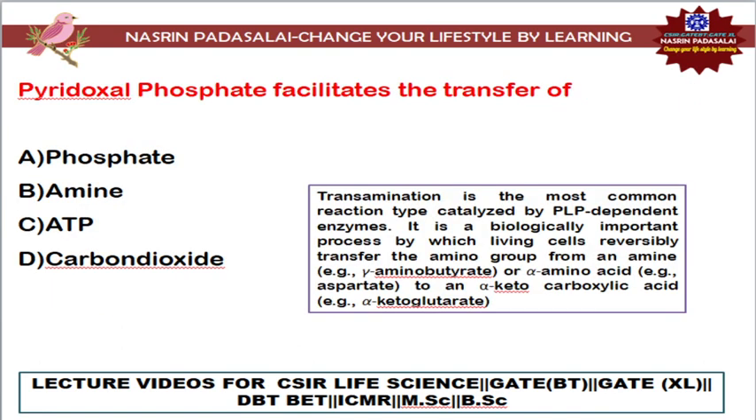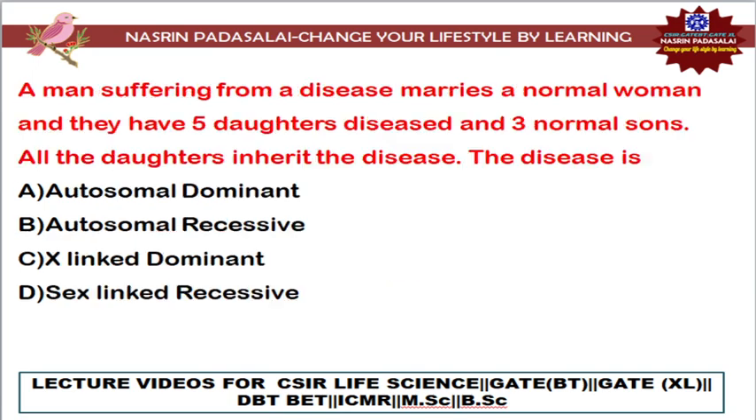Next, pyridoxal phosphate facilitates the transfer of what? This particular compound plays an important role in the transamination reaction. You all know what is meant by transamination. It's a biological process by which living cells transfer an amino group from an amine molecule or alpha amino acid to an alpha keto group. So the correct answer is that PLP enzymes are involved in transferring the amine group or amino group.